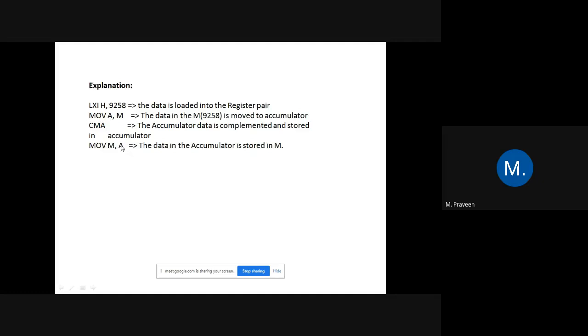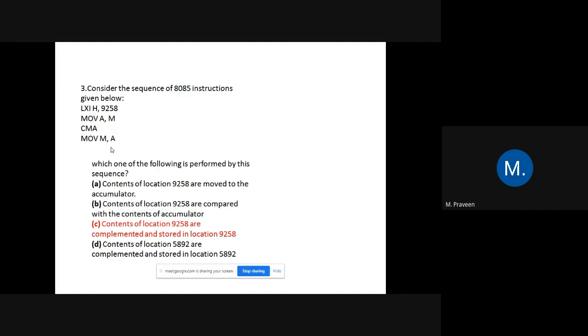After complementing, the fourth instruction is MOV M, A. Now the value of A is nothing but the complement of A, and that value is now moved to the memory. The address of memory is defined by the HL content, which is 9258 only. Therefore, according to MOV M, A, the complement of the accumulator value is moved to the address 9258. Therefore, the answer for the question is option C: the content of location 9258 is complemented and stored in location 9258.